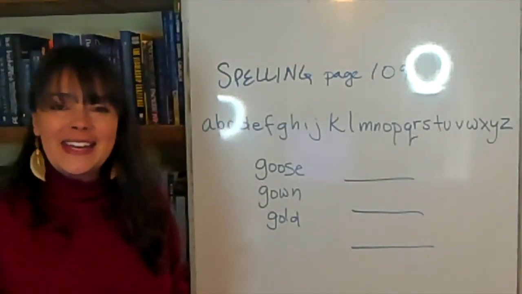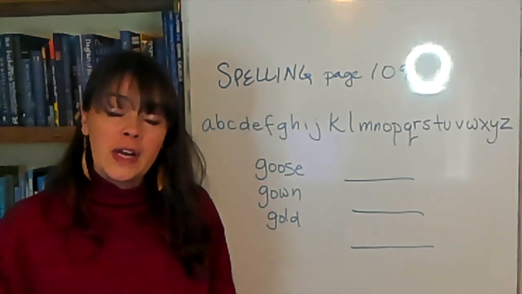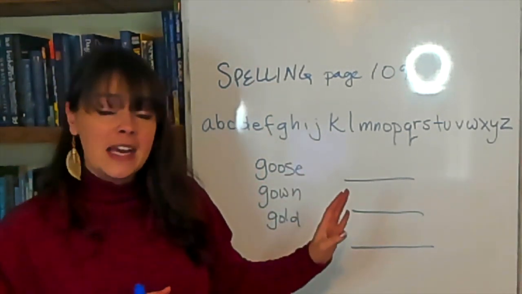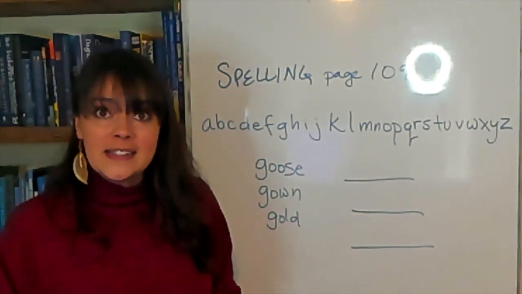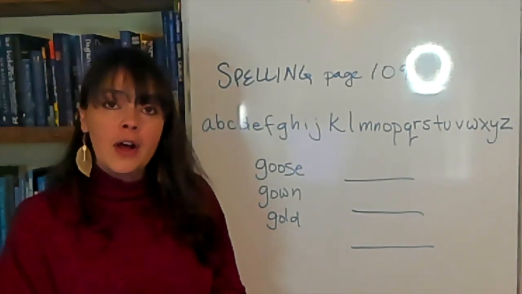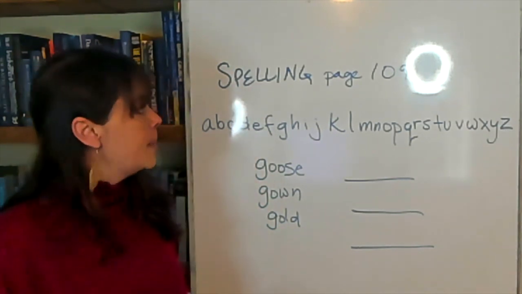All right, for spelling, we're going to do page 109 in your spelling workbook. I highly suggest you don't tear this page out, because the back side of that page you're going to need on Monday when we introduce our new spelling list. It's hard to keep track of loose worksheets, but if you leave it in your book, all you have to do is turn the page and you'll be able to do your assignment on Monday.